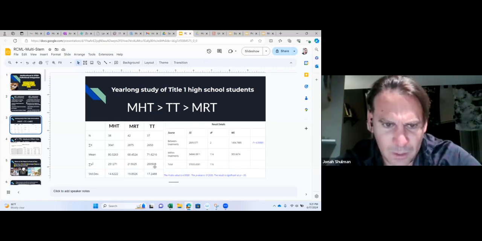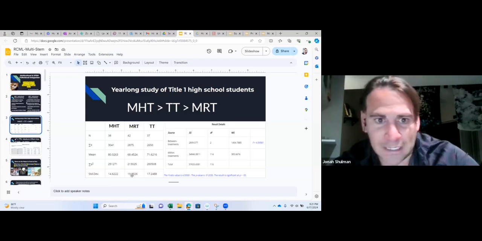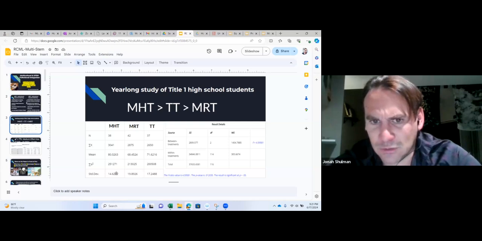This was the value squared. These were the standard deviations. Notice that the relativistic had the biggest range. The historical teaching had the smallest range. So they also kind of scored this way.